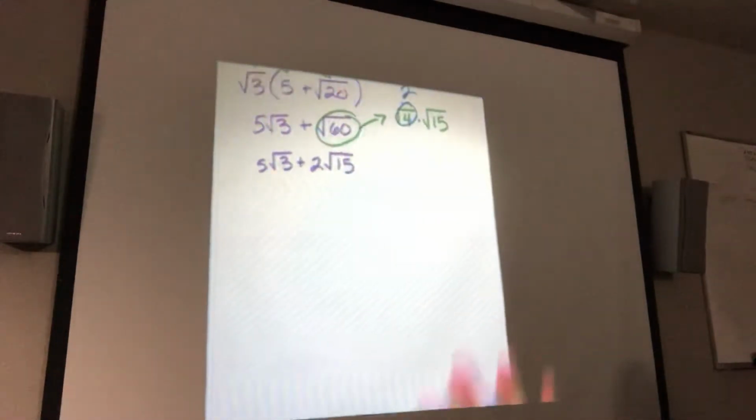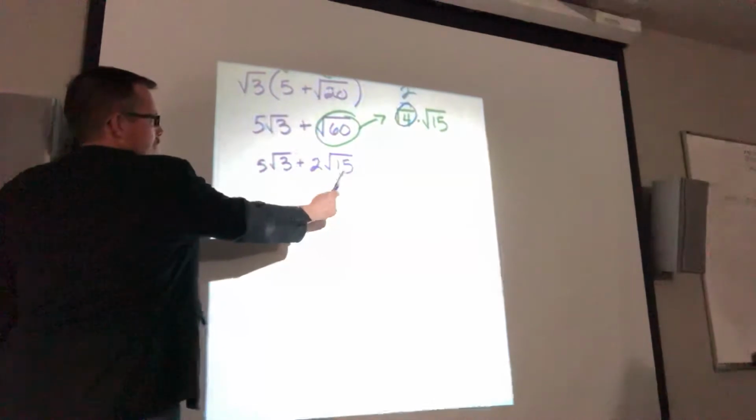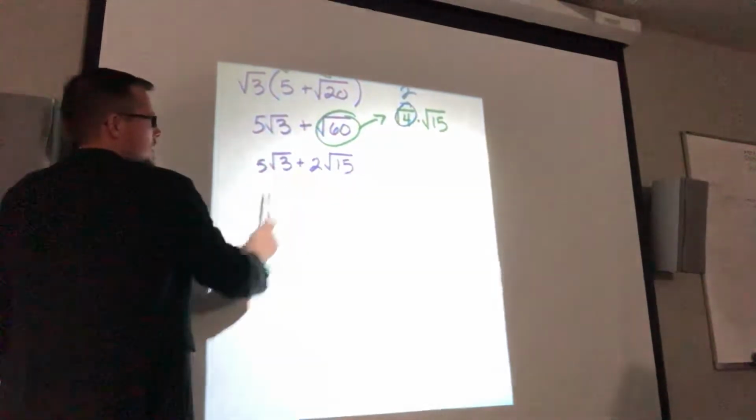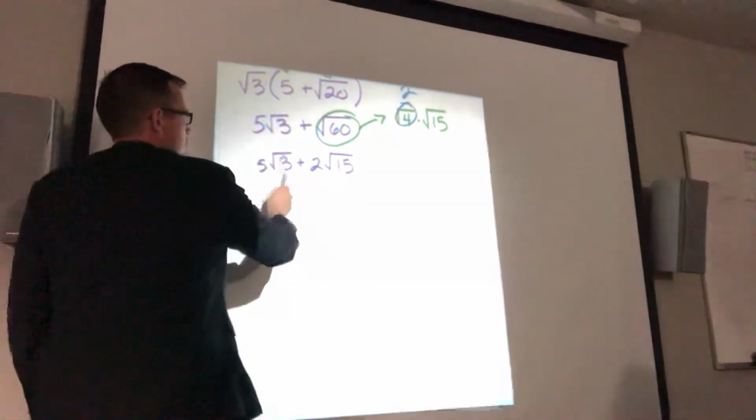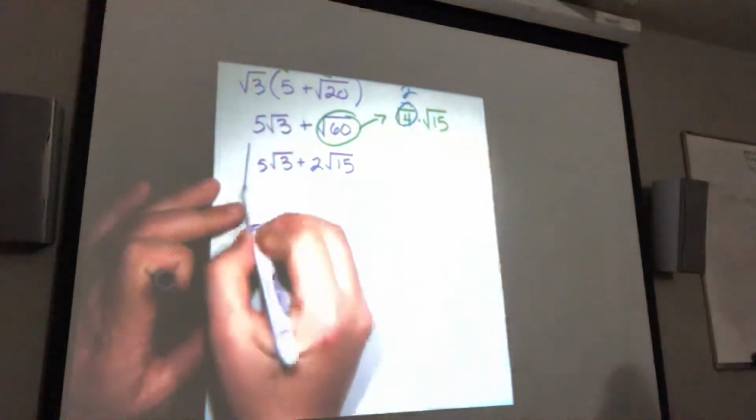Can those be added? 5 and 2. Yeah, can the 5 and 2 be added? Not yet. Can they be added ever? Maybe. Not if they're over 3. Well, maybe if they were both square root of 3 or both square root of 15, but they're not. And there's no way for me to simplify that further. 15 is the best I can do. These are not the same. So I can't do anything else. This is the answer.